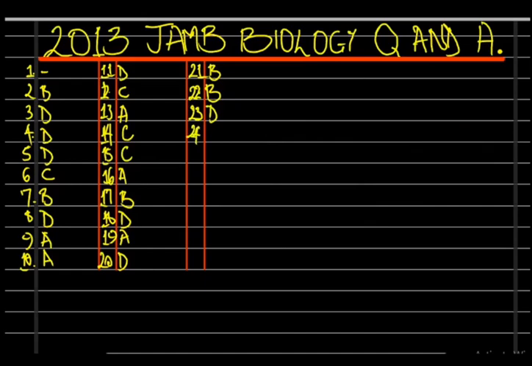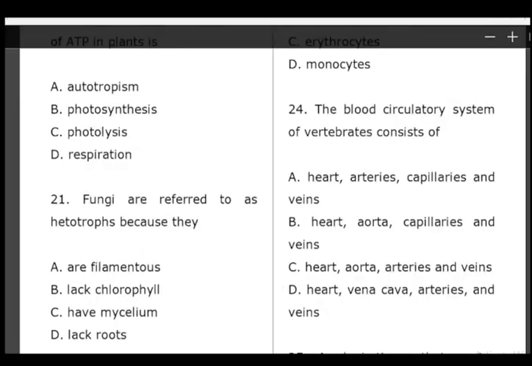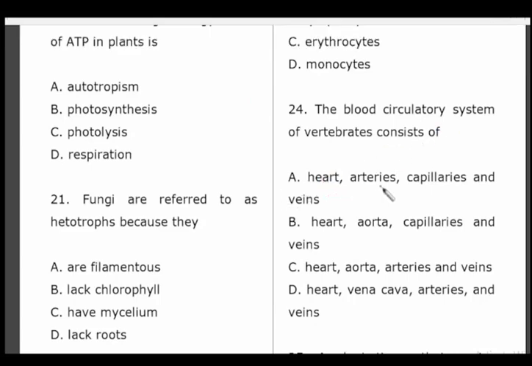So we'll move to 24 now. The blood circulatory system of vertebrates consists of A. Heart, arteries, capillaries and veins. B. Heart, aorta, capillaries and veins. C. Heart, aorta, arteries and veins. D. Heart, vena cava, arteries and veins.